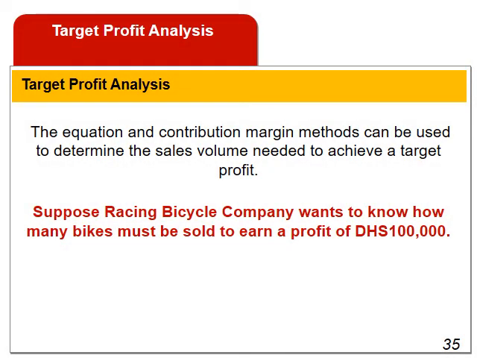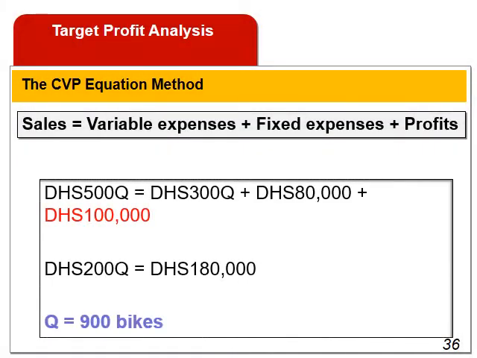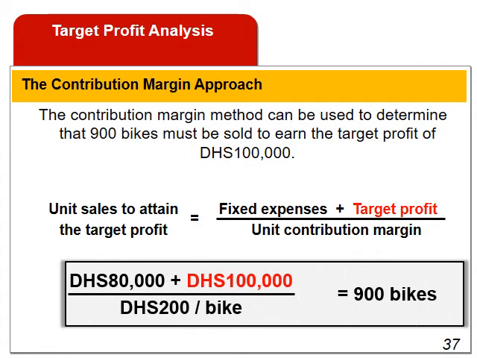We can use either method to determine the revenue or units needed to achieve a target level of profits. Suppose Racing Bicycle wants to earn net income of 100,000 dirhams. How many bikes must the company sell to achieve this profit level? Instead of setting profit to zero like we do in a break-even analysis, we set the profit level to 100,000 dirhams. Solving for Q, we see that the company will have to sell 900 bikes to achieve the desired profit level. A quicker way to solve this problem is to add the desired profits to the fixed cost and divide the total by the contribution margin per unit. Notice we get the same result of 900 bikes.